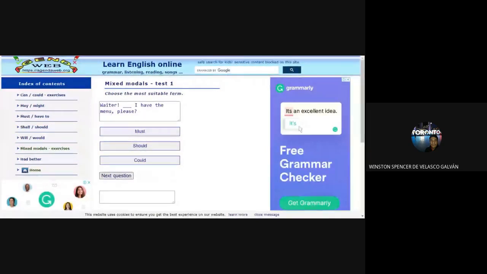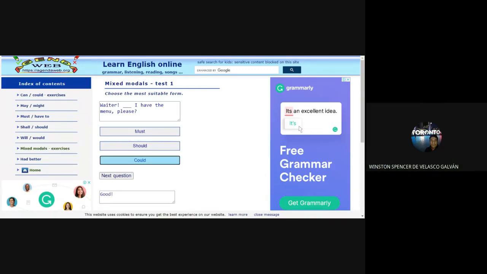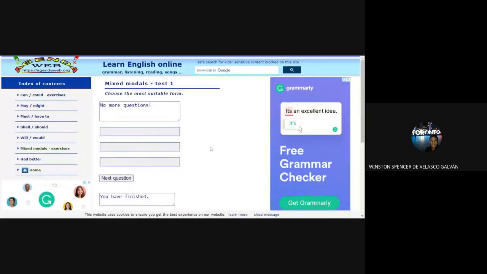Waiter, blank. Remember, this is a question. Pay attention. I have the menu, please. Could. Andrea says could. Okay, let's see. Yes, it's good. Thanks so much, Andrea. You're right. Could I have the menu, please? It's a very polite way because you're asking. Remember that could is not only for the past, it's also for asking things.